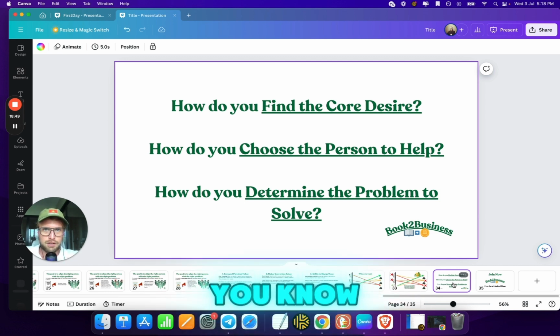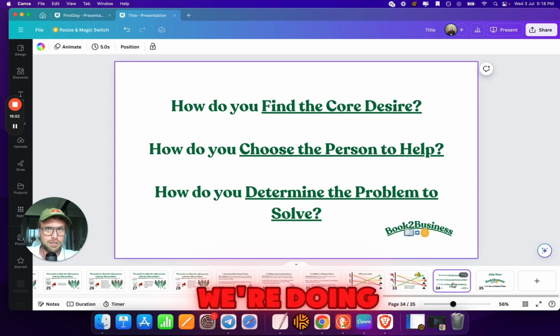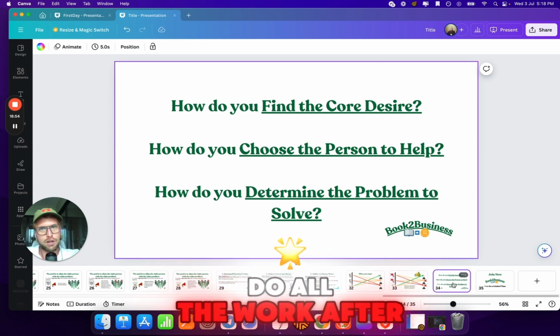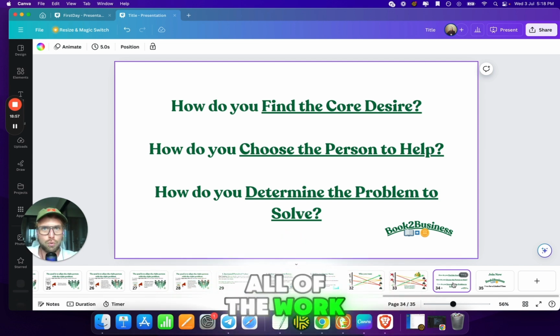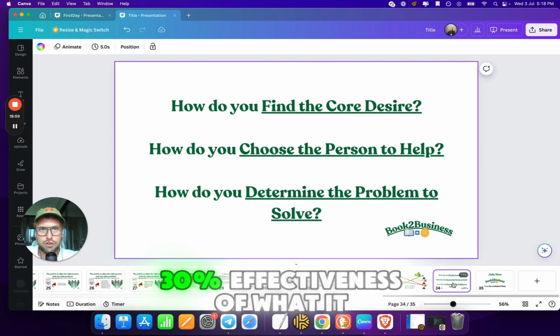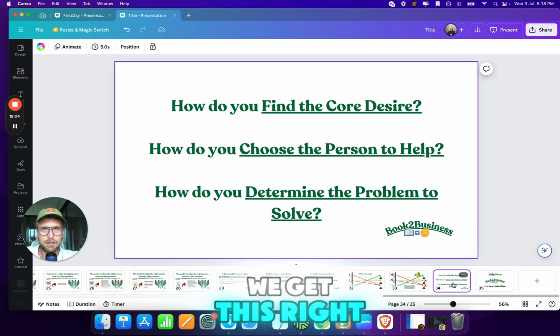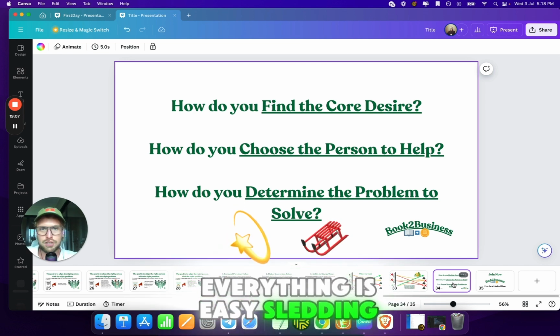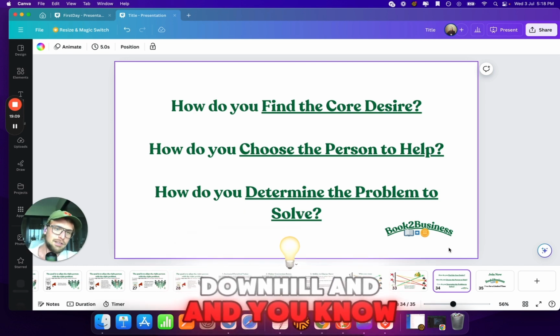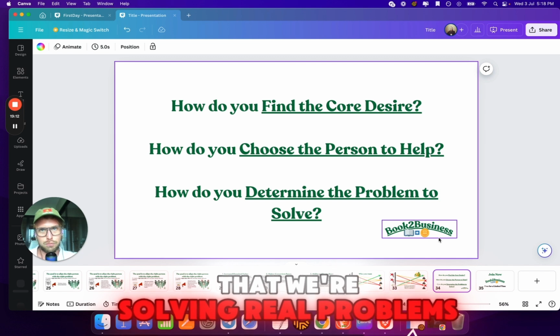We want to be sure what we're doing and who we're talking to before we go and do all the work after. Because if we don't get this right, all of the work we're doing might be at 10, 20, 30% effectiveness of what it could be. If we get this right, everything is easy sledding downhill, and we can be confident that we're solving real problems for real people.